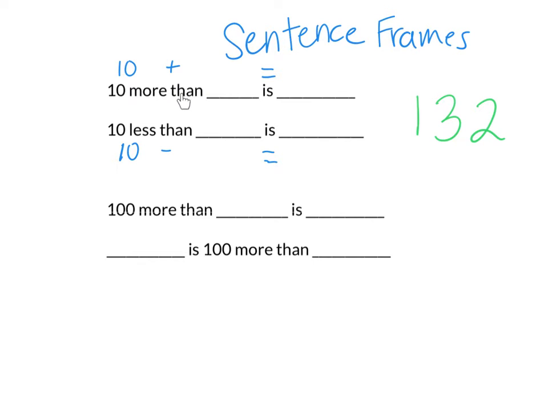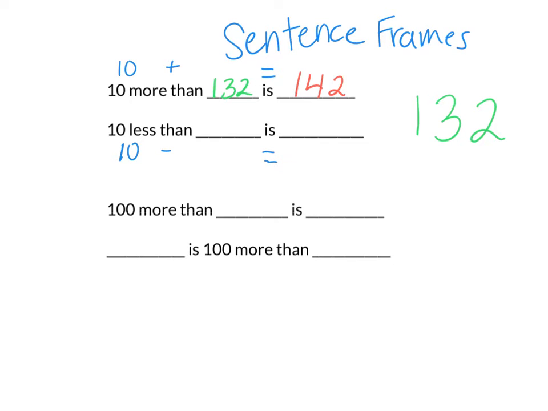So 10 more than 132 is blank. So that's kind of like saying, well, let's add 10 to 132. So I see my tens place number is going to increase by 1. So instead of it being 132, my answer would be 142. That's 10 more than 132.